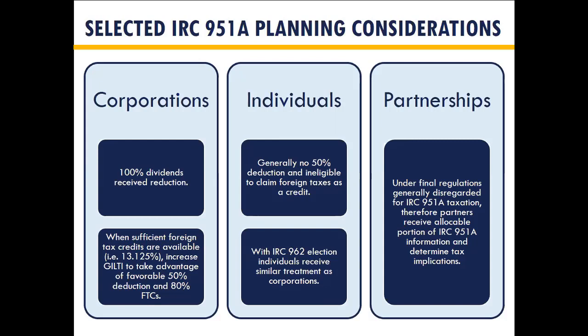statutory 50% deduction. Individuals, a few of the considerations for them, typically they don't get the 50% deduction or to claim foreign tax credits for income taxes paid at the CFC level. If they make a 962 election, they are eligible for those. And we'll walk through why somebody might want to make a 962 election and why they wouldn't.